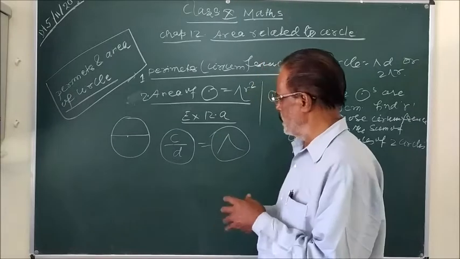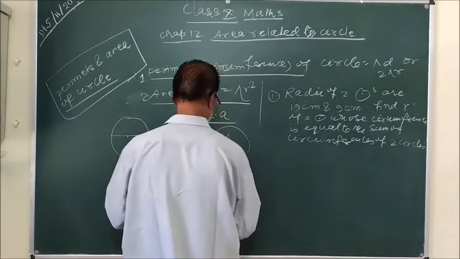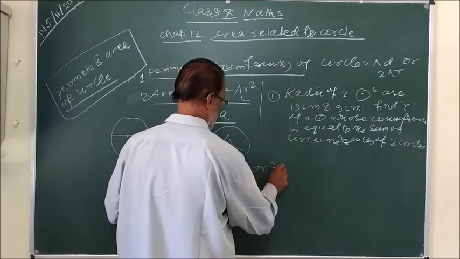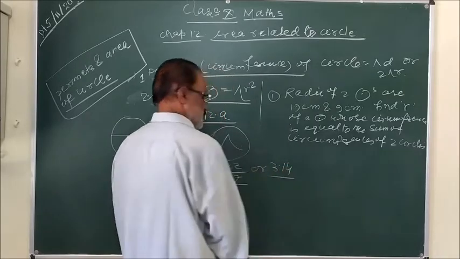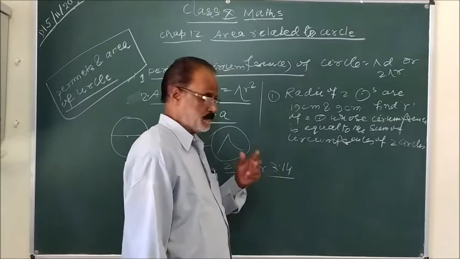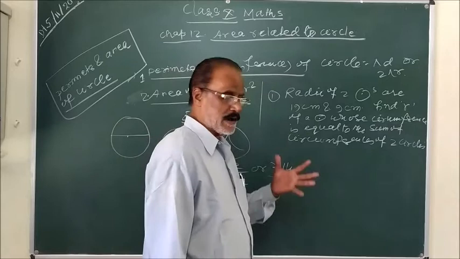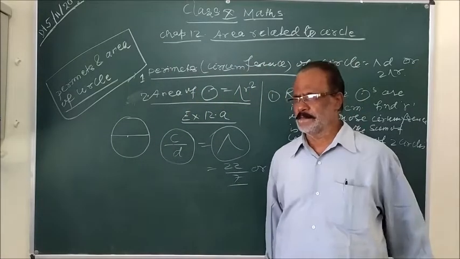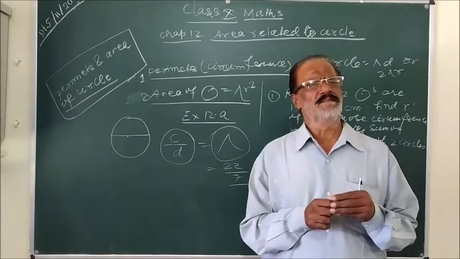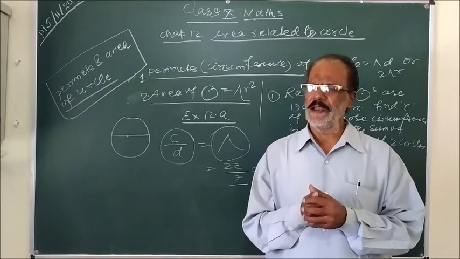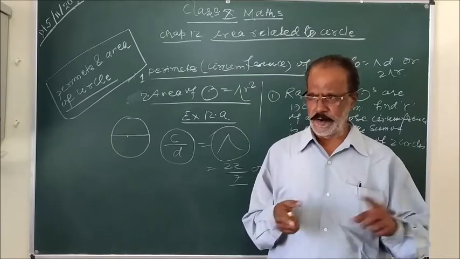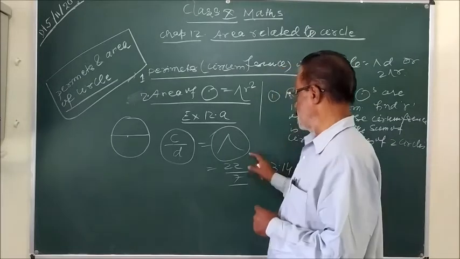The value of pi, what we take, 22 by 7 or 3.14, is not the accurate value. To calculate the numericals, to solve the problems related to circle, we generally put these values, but that value is near about, an approximate value. This is not accurate. So one thing should be clear here.